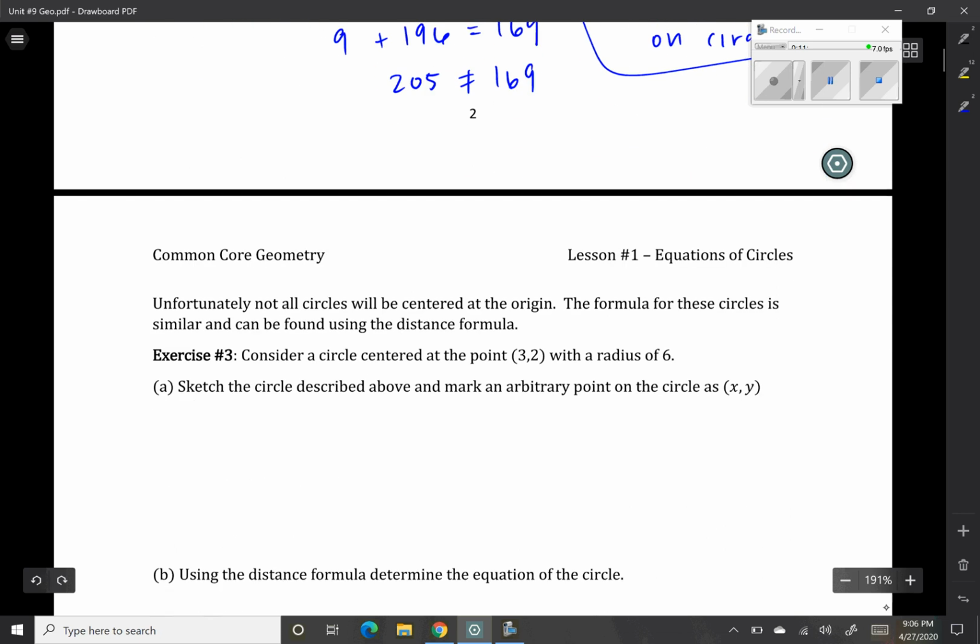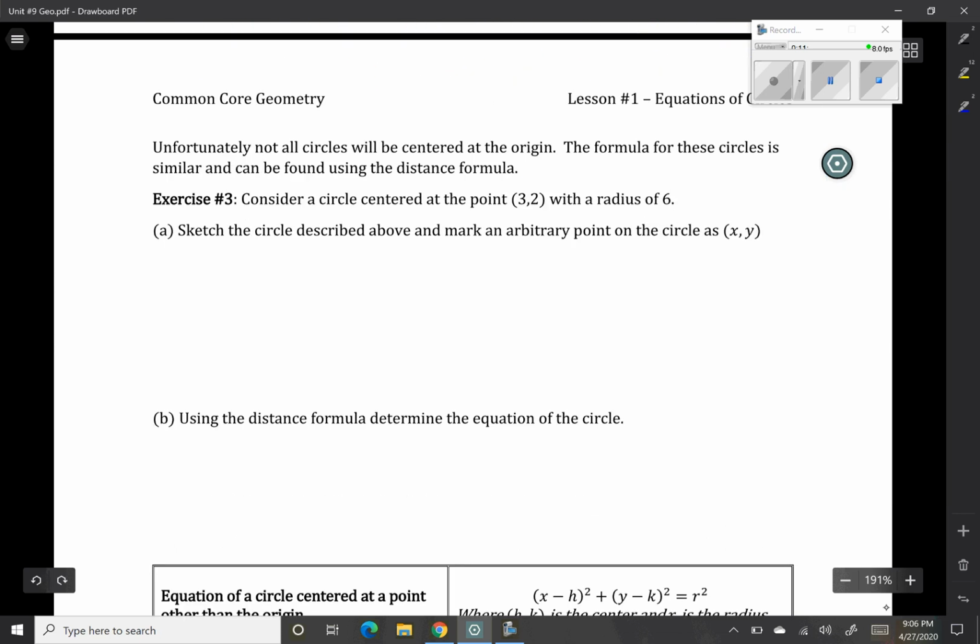Now, unfortunately, not all circles are centered at the origin. And to be honest with you, if you saw a circle equation on a Regents exam, a test, or a problem set that I give you, it's not going to be centered at the origin. Those are almost too easy. So we have to develop another idea. What happens if we have this point that is not at the center? How does that change my equation?